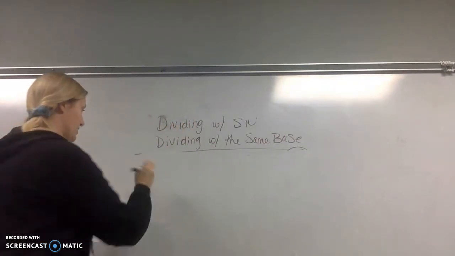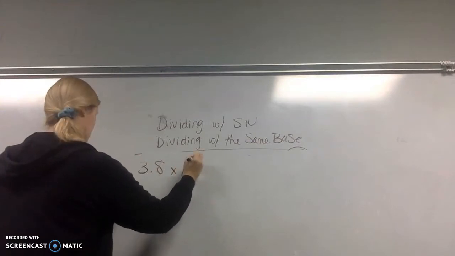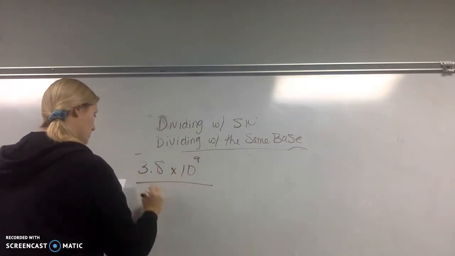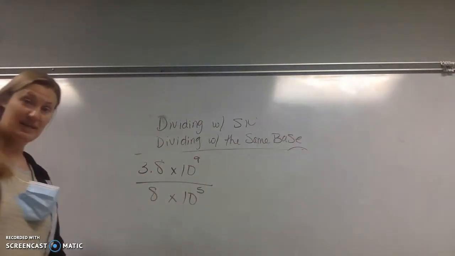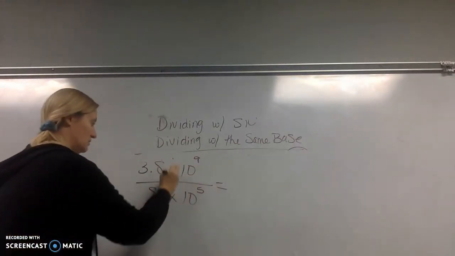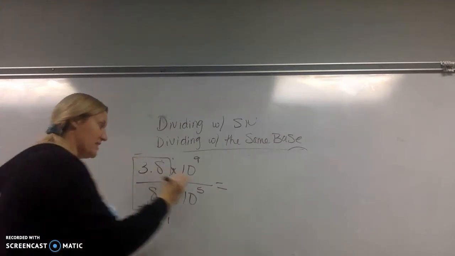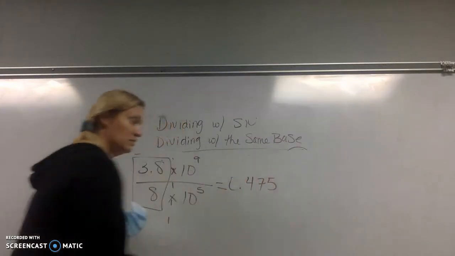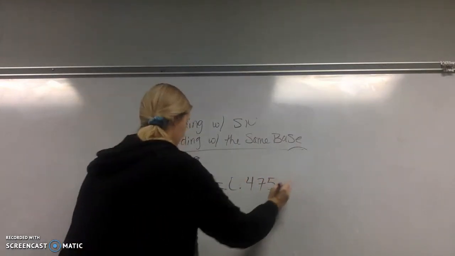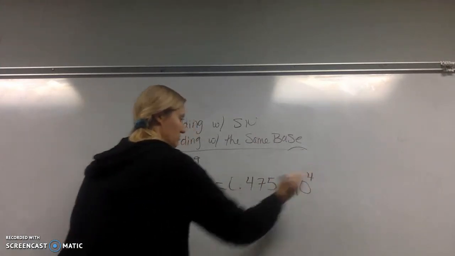Okay, let's try another one. 3.8 times 10 to the 9th over 8 times 10 to the 5th. Okay, so again, kind of treat that as 2. I can plug that into my calculator and just divide it, and I'm going to get 0.475. Okay? Times, keep the base, subtract the exponent. So that will be 10 to the 4th.